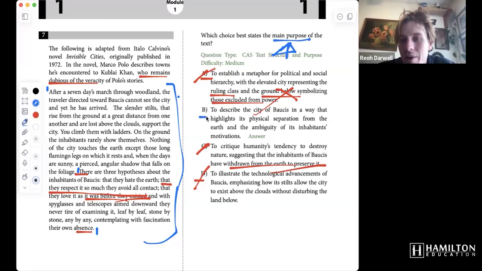Let's see if there's anything wrong with it, right? So one, yeah, we describe Bacchus in a way that highlights its physical separation from the earth, right? That's really interesting. We talk about the slender stilts. And then we talk about the ambiguity of its inhabitants' motivations, right? So like, why is Bacchus on stilts? Well, we don't quite know, but here are some options. Okay. It's really just poetry for poetry's sake there at the end, right? So that's how we arrive at B.